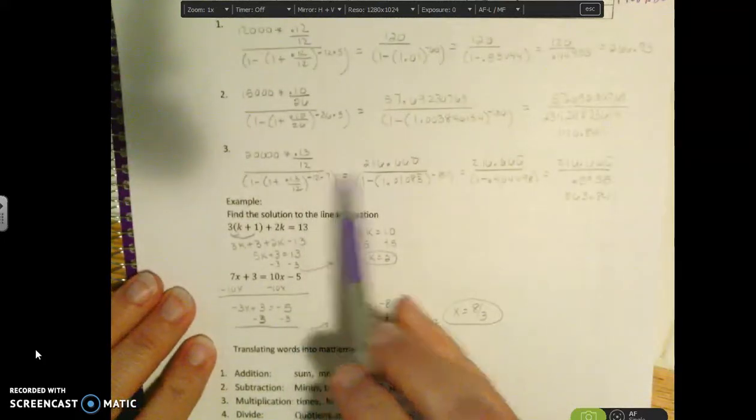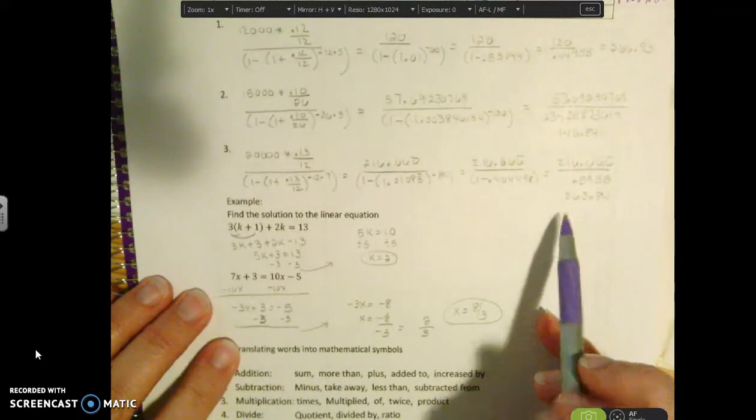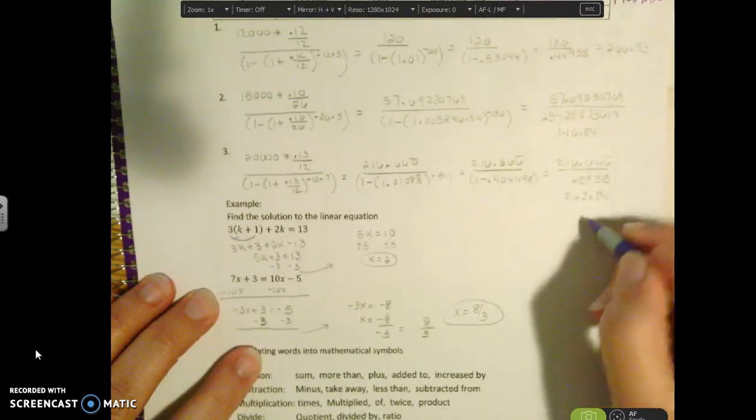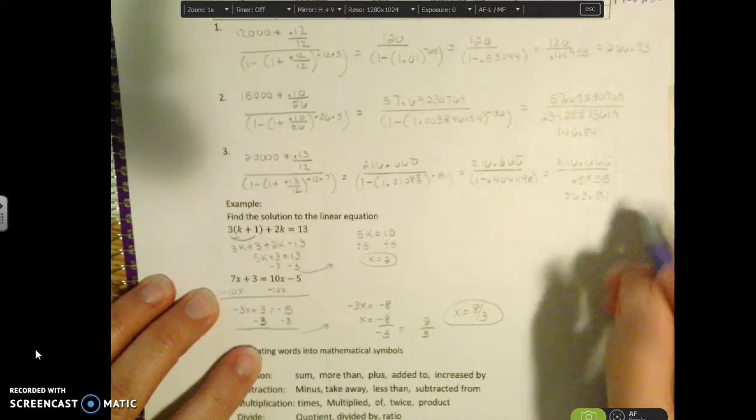And then here's my third example if you want to try it on your own, and you can check and see if you get the same answer I did. I ended up with $363.84. Okay.